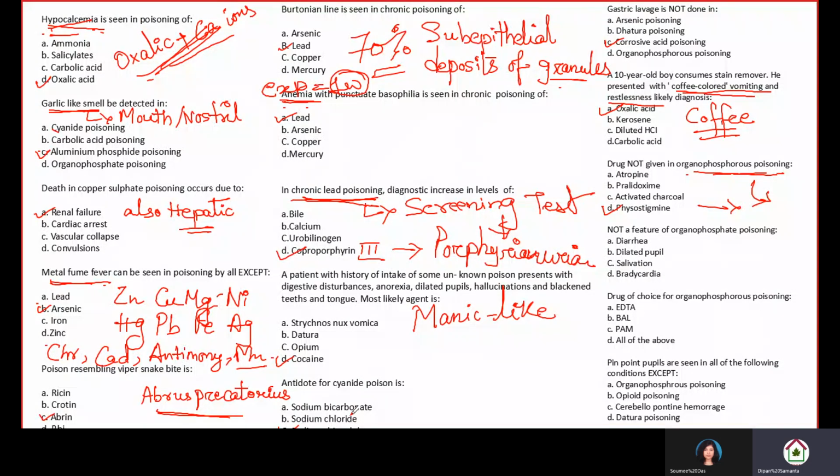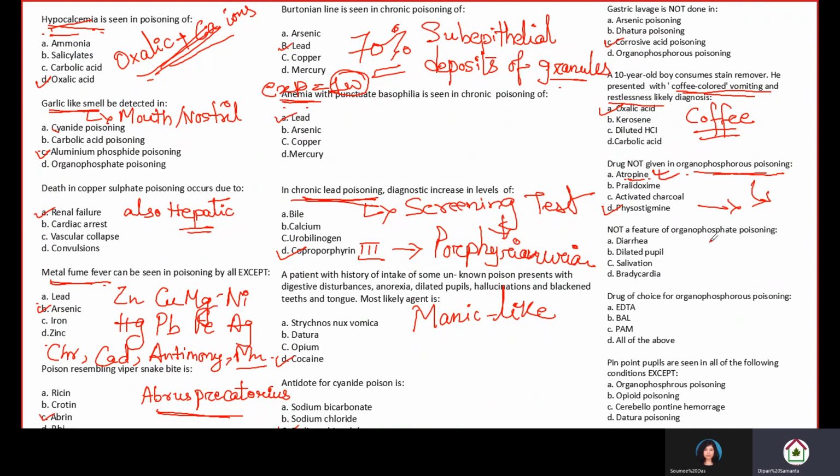So the management, the best drug to give in organophosphate poisoning, is atropine. It is the anticholinergic, and it is the best antidote for OP poisoning.